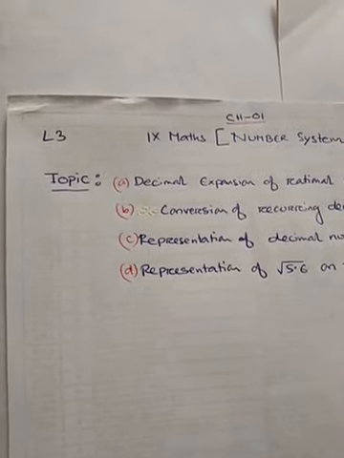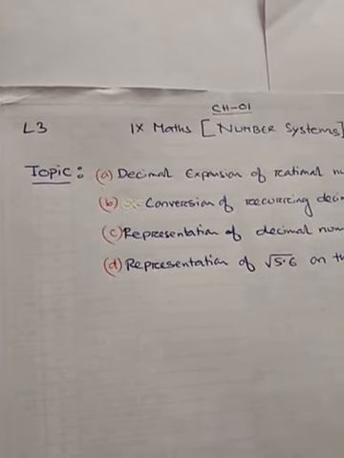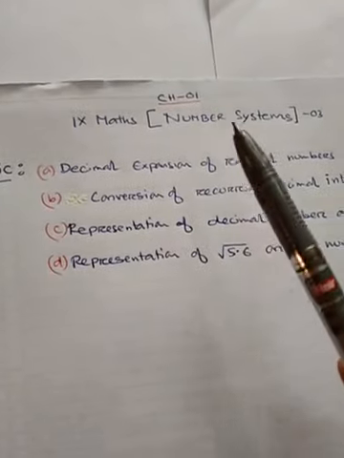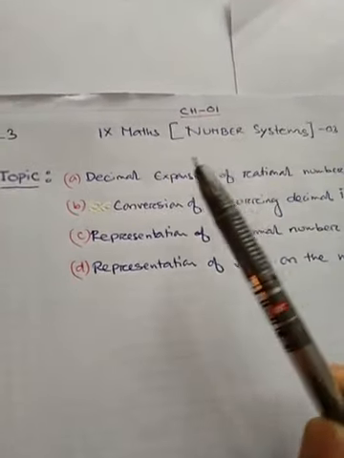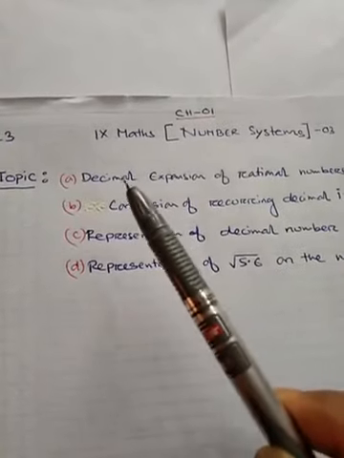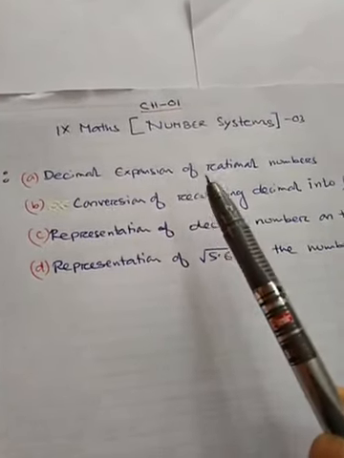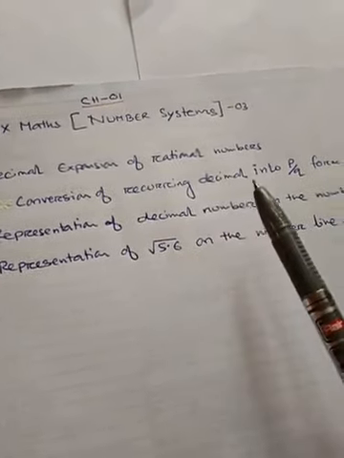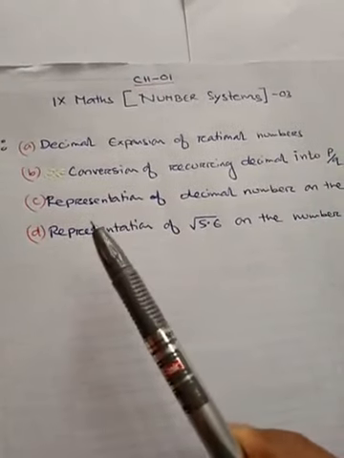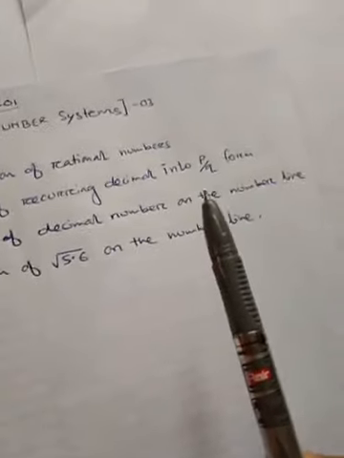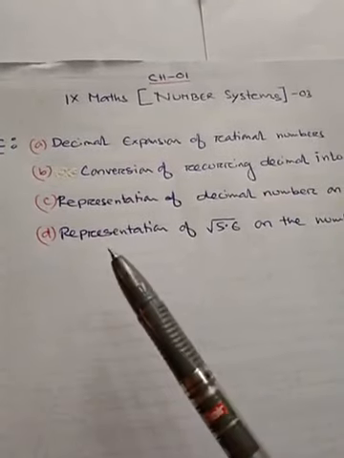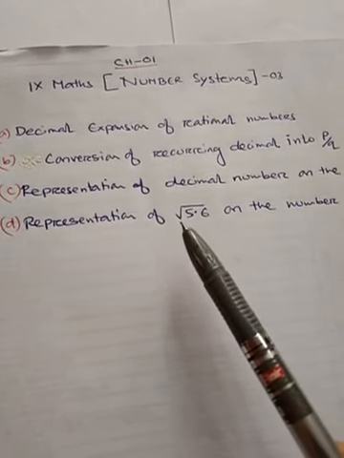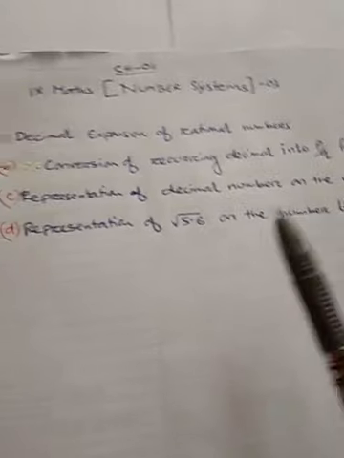Hello students, in today's class we are going to discuss four topics from Chapter 1, Number Systems, of Grade 9 Maths. First is decimal expansion of rational numbers, then conversion of recurring decimal numbers into p by q form, thirdly representation of decimal numbers on the number line, and fourthly representation of the square root of a decimal number, for example root over 5.6, on the number line.